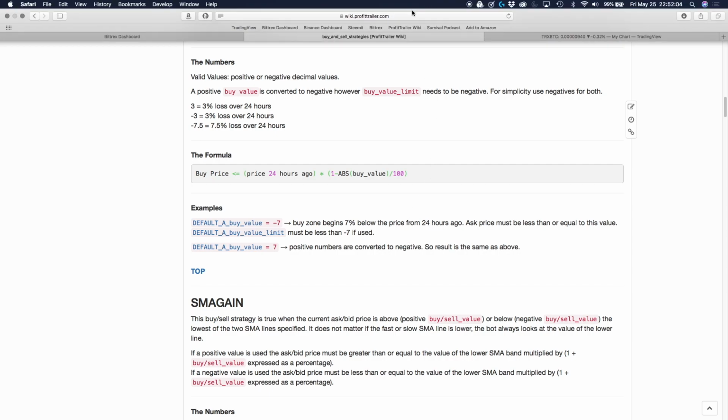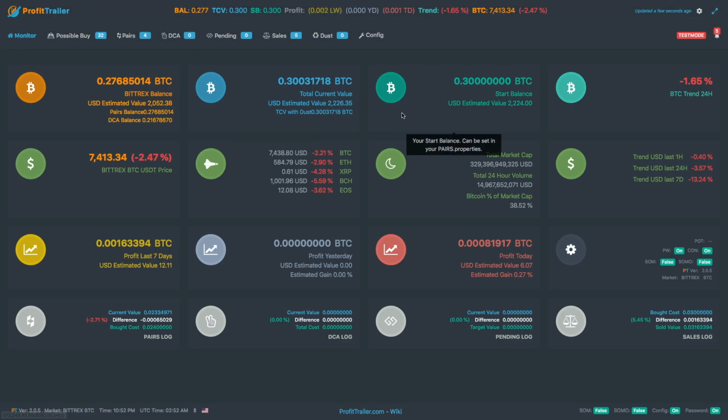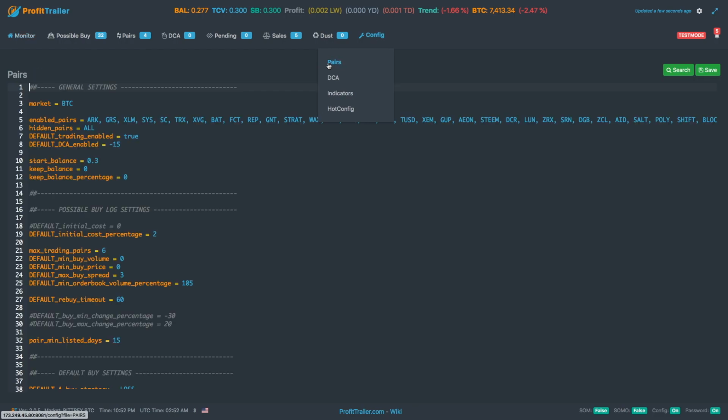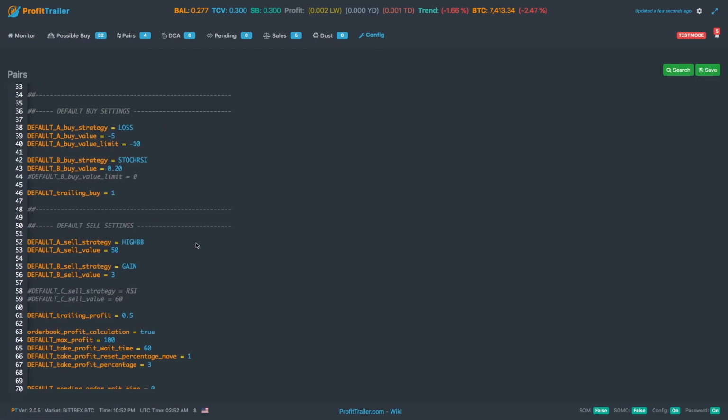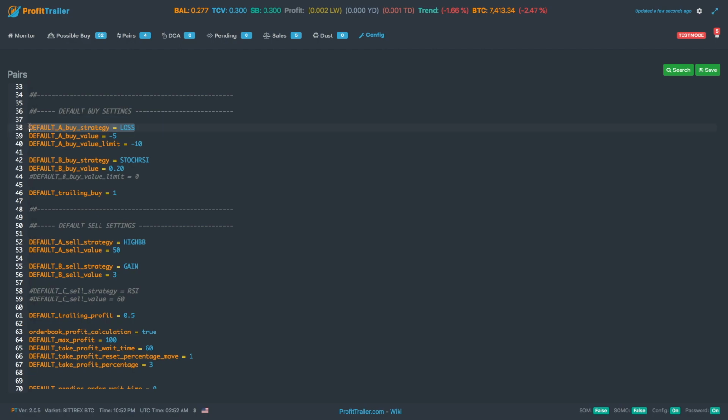But how are we going to set this up? If we go back to our bot, I'm going to go over to the config in pairs and show you right here in the default buy settings. Now I have on my default A buy strategy, loss set at a 5% drop over the last 24 hours. So with a 5% loss in the last 24 hours, the bot is going to attempt to find a buying point. It's got to be at or below that loss point. By below, I mean it's got to go more negative, not a lower number. So if you have -3, that's more positive than -5, it's not going to buy there.